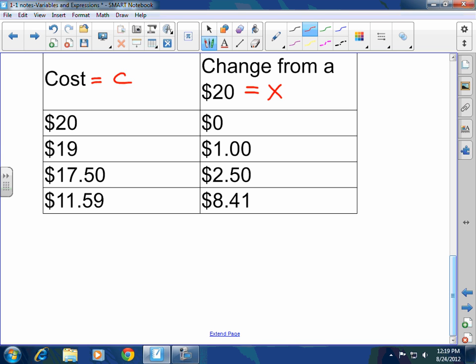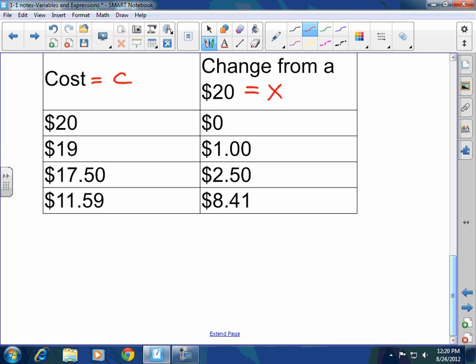So what's happening here, guys? Let's look at the pattern and try to decide if we can figure out an equation. When the cost is $20, the change is 0. When the cost is $19, the change is $1. When the cost is $17.50, the change is $2.50. When the cost is $11.59, the change is $8.41. So how can I represent this table in an equation so I can find the change from any amount from a 20?